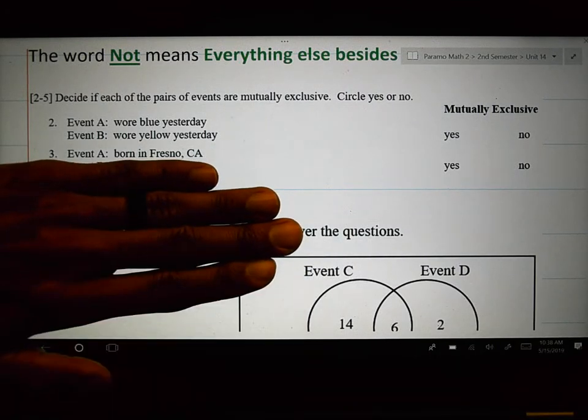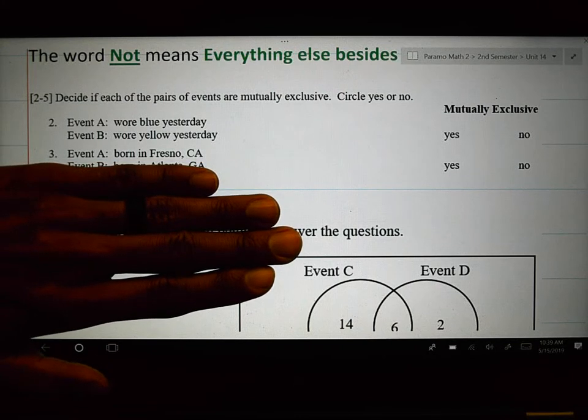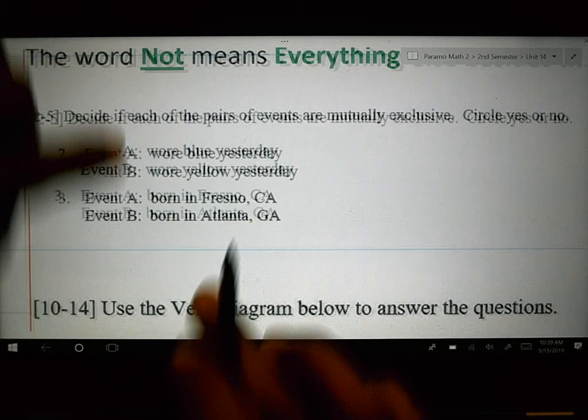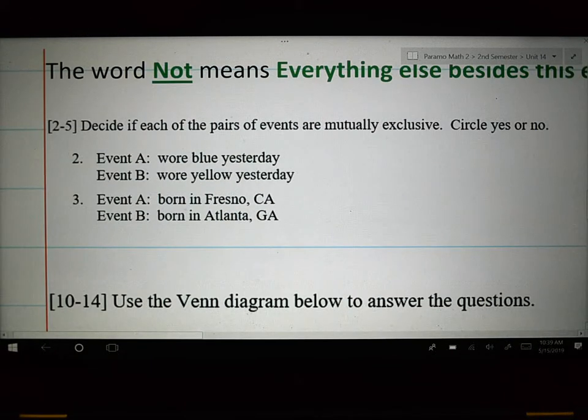Event A, you wore blue yesterday. Event B, wore yellow yesterday. Are those mutually exclusive? Can you do both of those at the same time is what you're trying to figure out. Can you wear blue and yellow at the same time? Can you wear blue the first half of the day and yellow the second half of the day if you change?